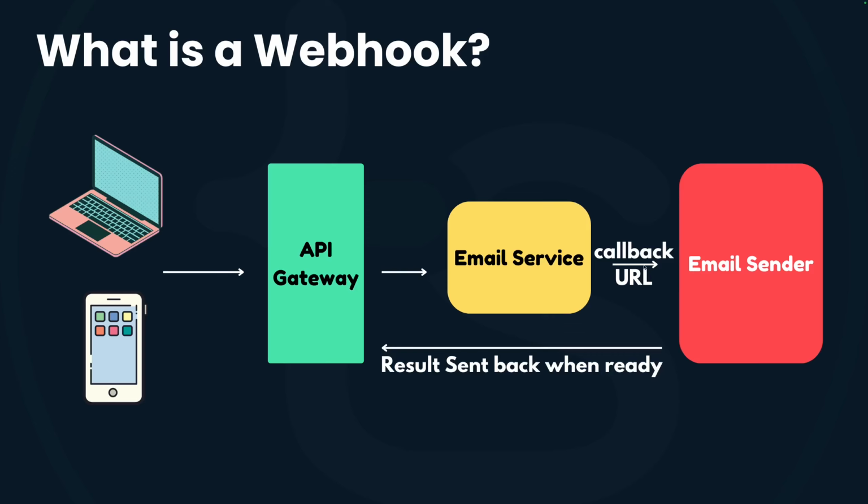You will just register a callback URL with your external service. When the external service is done with its work, it will make an HTTP request on that particular URL along with the result, so that the result will be back to the client and the client can process the result.